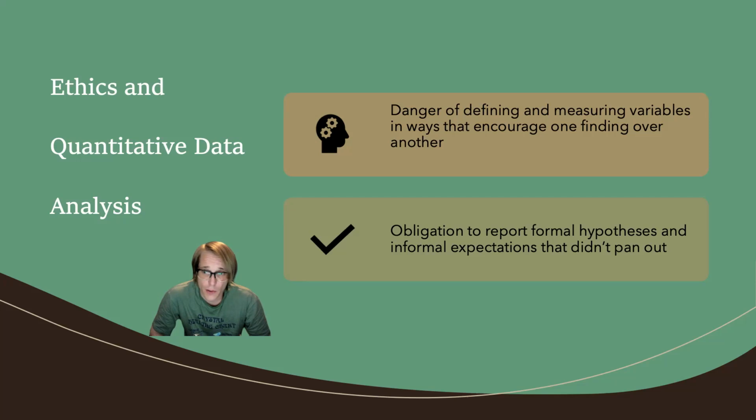And we have an obligation to report on a formal hypothesis and informal expectations that didn't pan out. We need to tell the truth. If your story didn't work, that doesn't mean you change the ending. It means you report the story that you have, right?